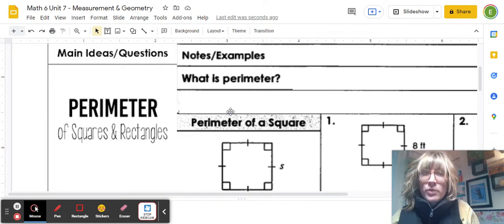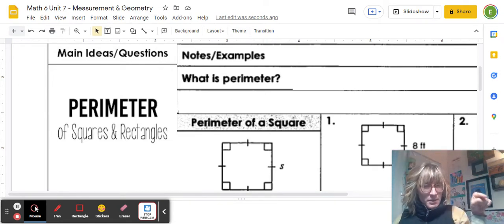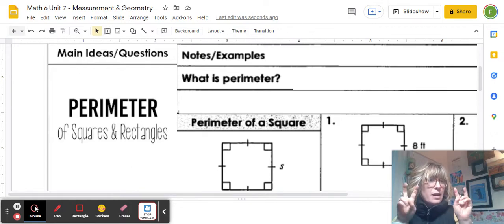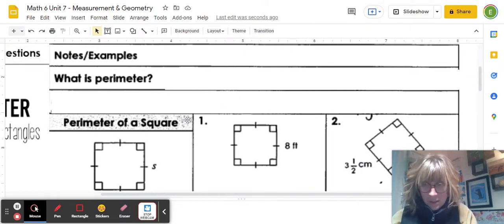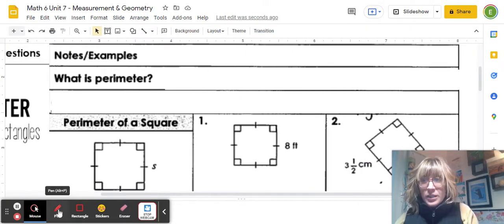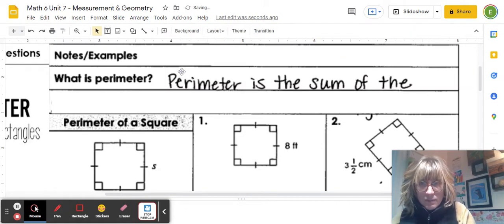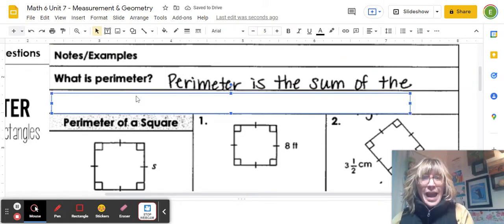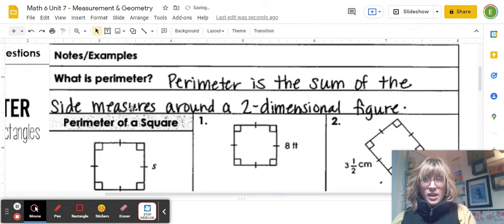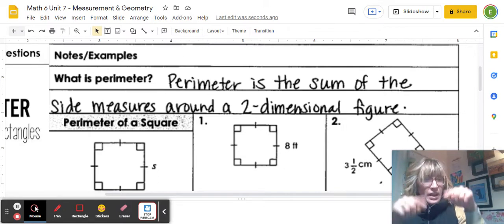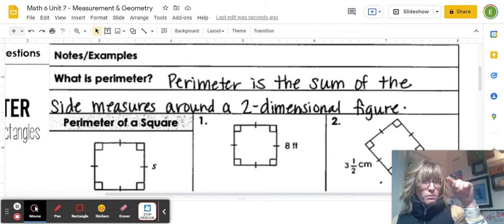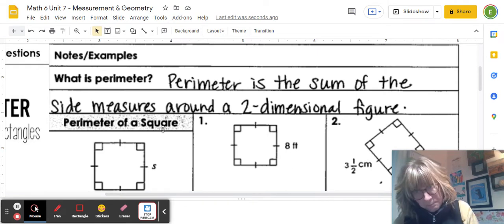Okay, so perimeter. It's classic to think of perimeter as the space that goes around, or like the amount of fencing it would take to go around a field, say, or to fence your yard. So you could say that the perimeter, in other words, is the sum of all of the side measures around a two-dimensional figure. This could be true for squares and rectangles, but really any two-dimensional figure that is closed and has a shape to it, whatever that shape might be.